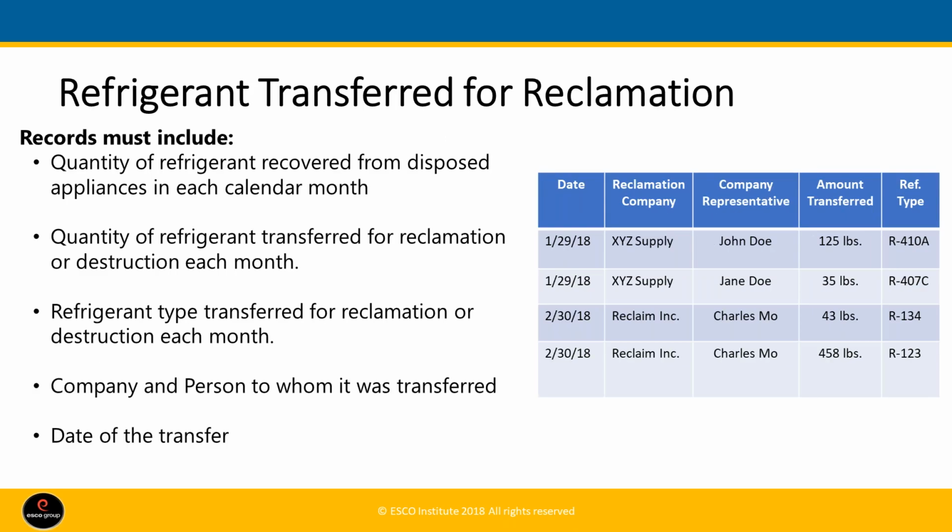To make things a little easier, there's a new revision to the regulations requiring companies and technicians to keep records of the amount of ozone depletion substitutes or non-exempt substitute refrigerants that are transferred for reclamation. And you've got to keep track of how much is transferred in a calendar month by the quantity and the type of refrigerant. You must also have the name of the company and the person that received that refrigerant.